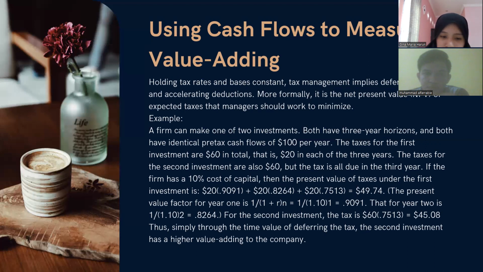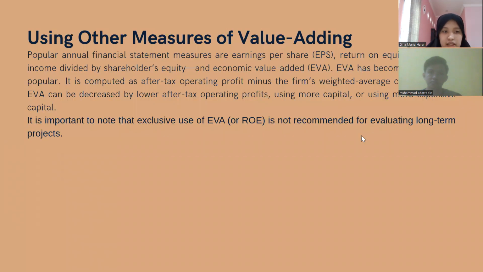That for year 2, like we see in the example, is 0.8264. And for the second investment, the tax is $60 multiplied by 0.7513, and its result is $45.08. Thus, simply through the time value of the deferred tax, the second investment has higher value adding to the company. Next topic is using other measures of value adding.